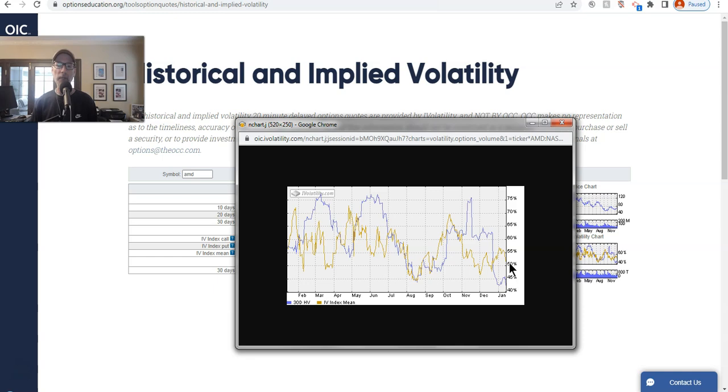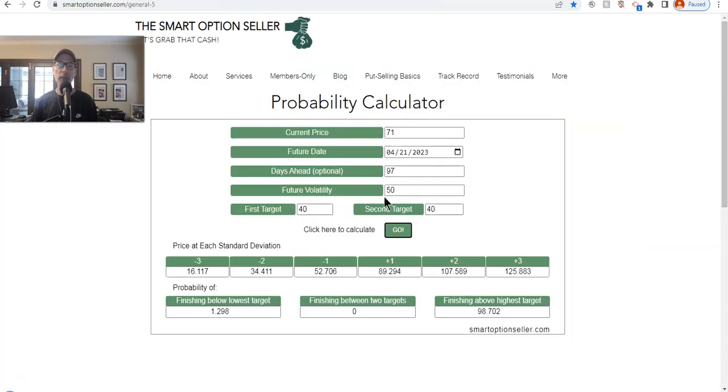Okay, 50% is where it's roughly now. We go back to the calculator here and we put in 50 right there. All right, so that's basically how you figure out the probability. Now, if you want a higher probability of having to buy the stock, then you pick a higher strike price. It all depends on what you want to do.